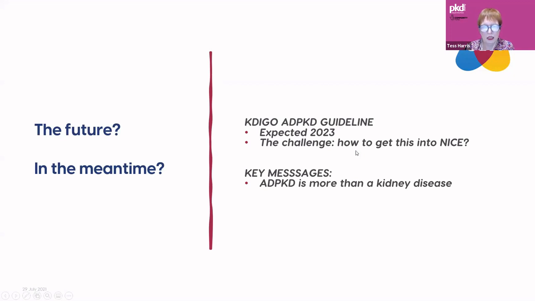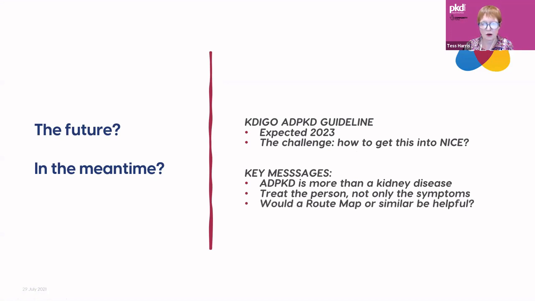But I'd like to leave you with some key messages. First of all, remember that ADPKD is more than a kidney disease. I'd like you to go beyond the symptoms and look at treating the person in front of you who's got those anxieties and pains and niggles and concerns about their family and their future. Look at them holistically and integrated. Would a route map or similar be helpful at this stage, or something similar when the guidelines are published? Could that be something that we could challenge and we champion and take up?